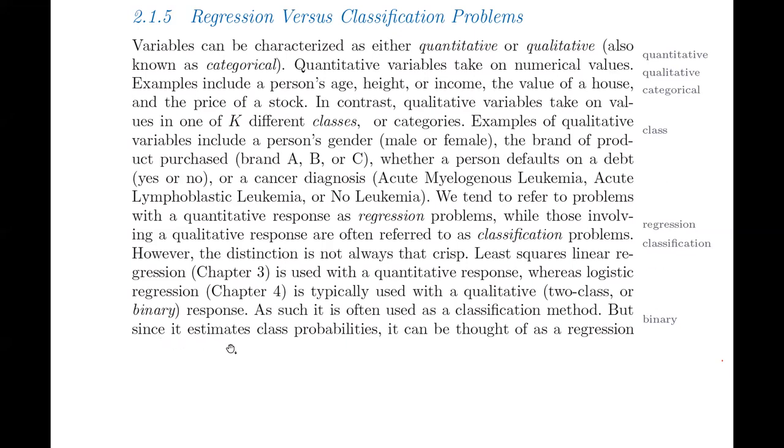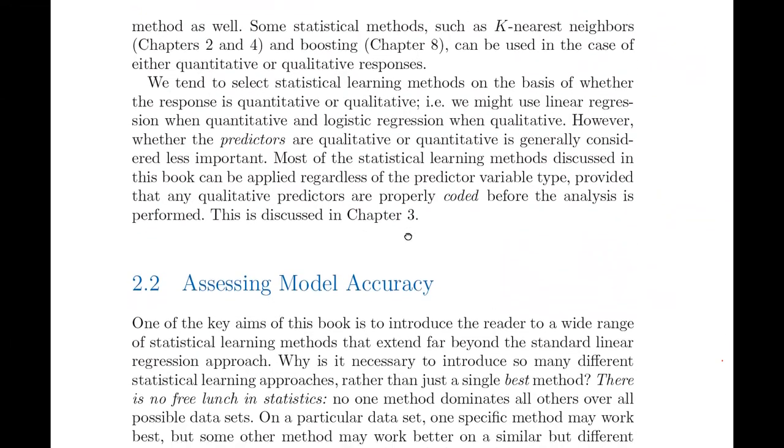Moving on, but since it estimates class probabilities, it can be thought of as a regression method as well. Some statistical methods, such as k-nearest neighbors, chapter 2, chapter 4, and boosting, chapter 8, can be used in the case of either quantitative or qualitative responses. And that would be classification, I would imagine. We tend to select statistical learning methods on the basis of whether the response is quantitative or qualitative.